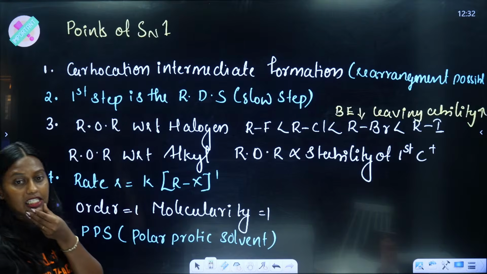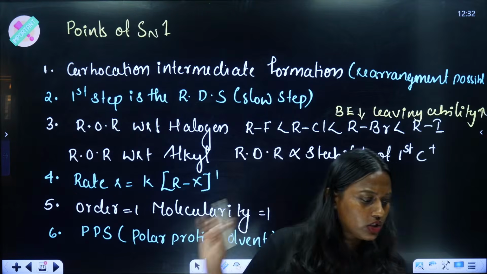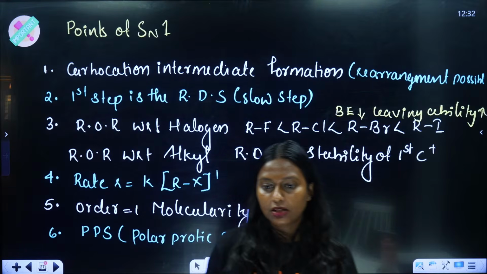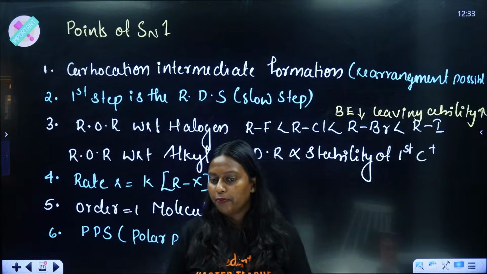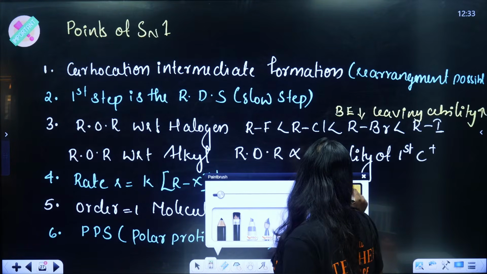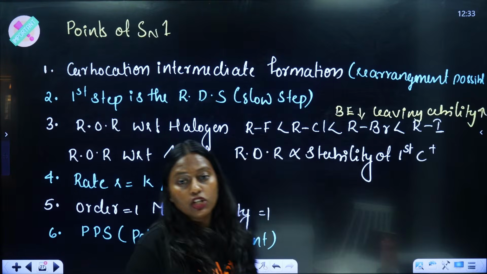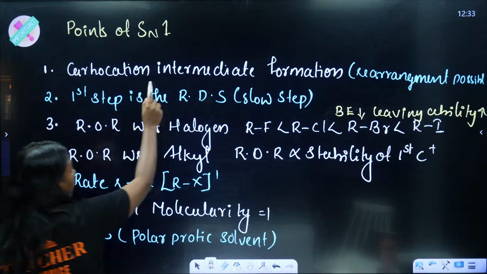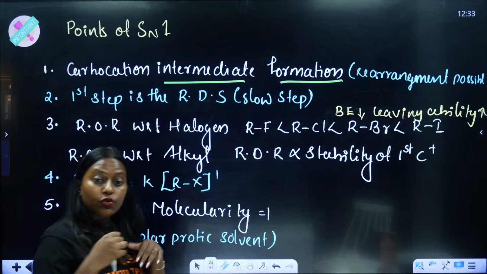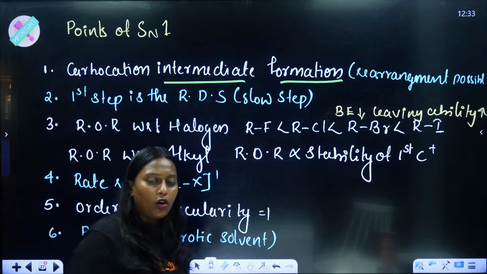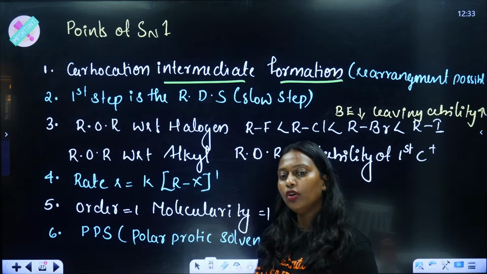When you consider the SN1 reaction, there are some important points. When you consider the mechanism, just check the important points. Important points in the mechanism are very, very important. Let's check which are the important points. First one is carbocation intermediate formation. A carbocation intermediate will form. If rearrangement is possible, rearrangement will also occur.